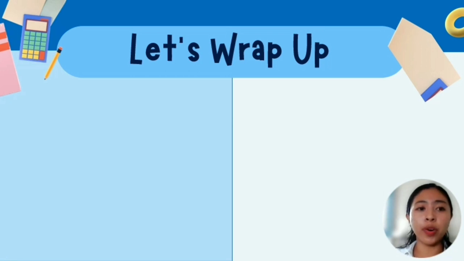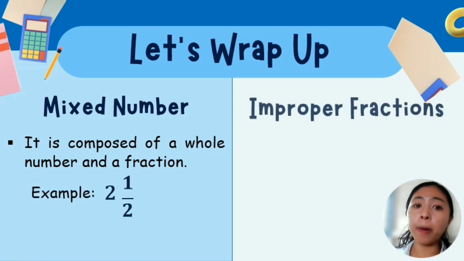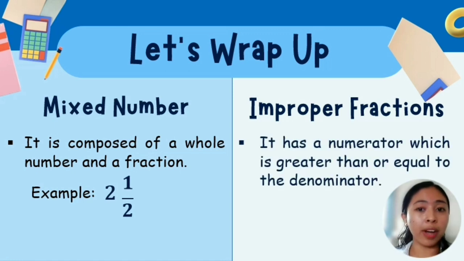Now, let's have a wrap up. Again, what is a mixed number? A mixed number is composed of a whole number and a fraction. An example is 2 and 1/2. An improper fraction has a numerator which is greater than or equal to the denominator. An example is 5/2. 5 is greater than 2.